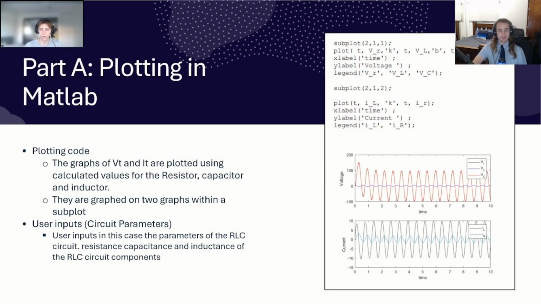By then plotting these values against time using the plot function in MATLAB, graphs can be obtained to visualize the voltage and current oscillations. The current case study used subplots to plot all the voltage and current graphs next to one another. VR, VL, and VC were on one plot, and IL and IR were on another.